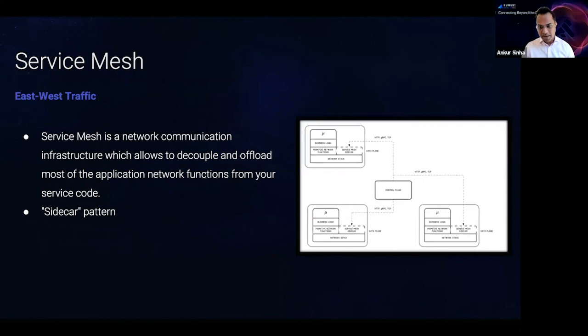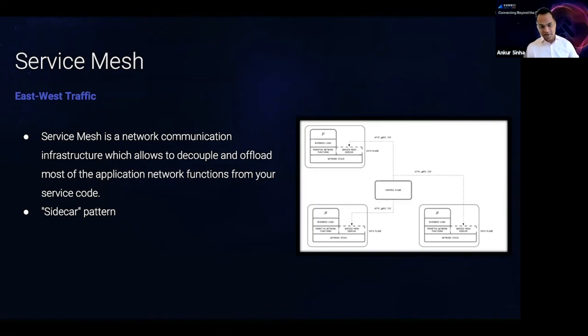So when we handle this north-south traffic really well, we now have microservices communicating with each other. How do we handle that? The most famous design pattern for that is a service mesh, because a service mesh allows you to communicate between these services by decoupling and offloading most of the application network requirements. How does it do it? It follows a sidecar pattern.